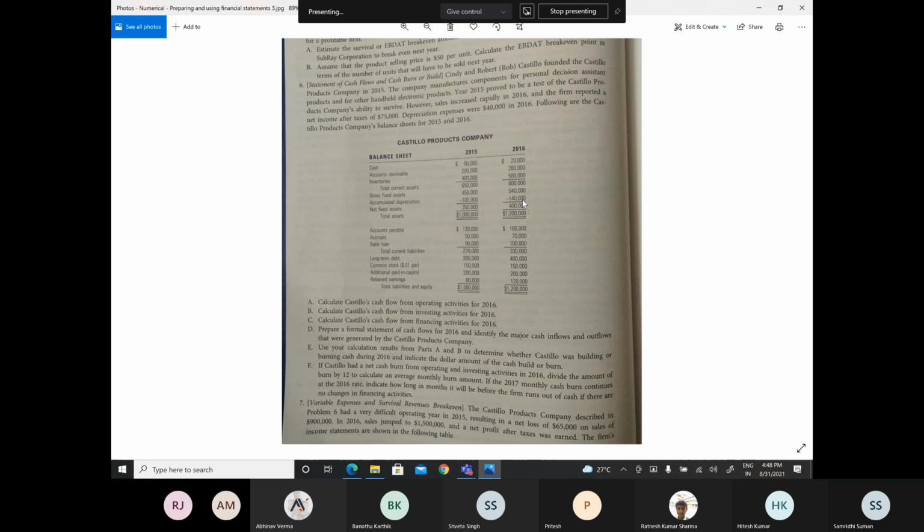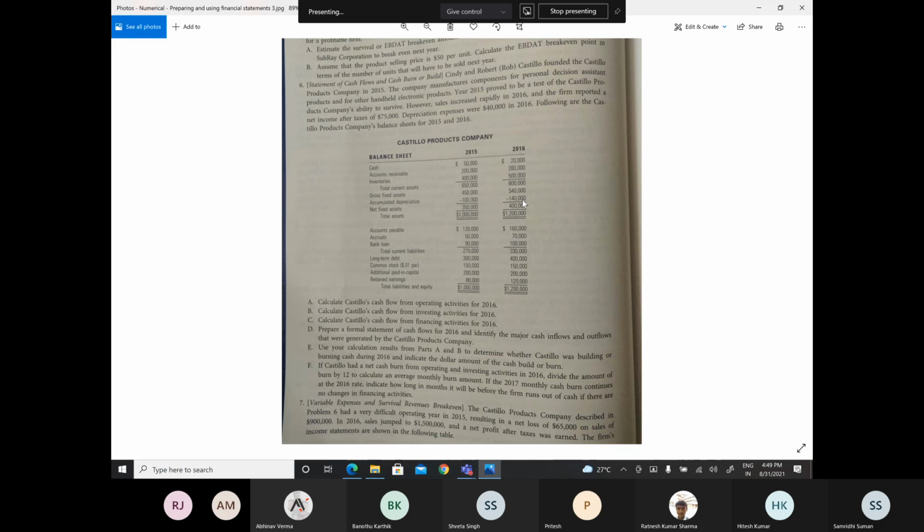The corresponding liability side of the balance sheet shows accounts payables of $130,000 in 2015, accruals of $50,000, bank loans of $90,000, giving us a total current liability of $270,000. Similarly, long-term debt was at $300,000. Common stock, which was given at 0.01 par, was $150,000. Additional paid-in capital was $200,000, and the retained earnings were $80,000, bringing the total back to $1 million.